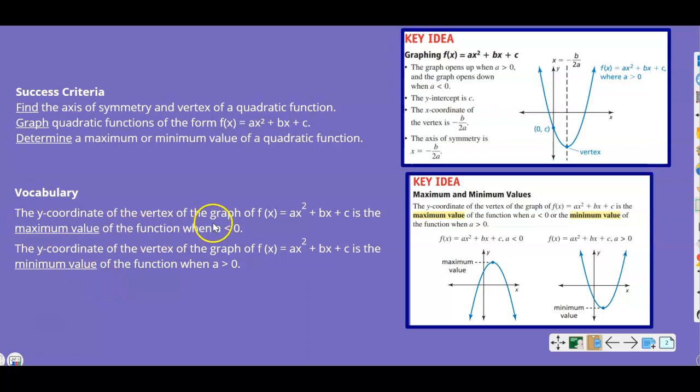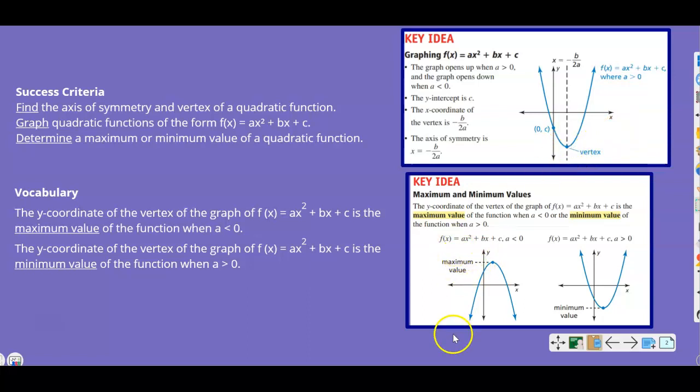All right, so the y-coordinate of the vertex of the graph of f of x equals ax squared plus bx plus c is the maximum of the function when a is negative. So when a is less than 0, when your leading coefficient is negative, your graph is going to turn upside down and you're going to have a maximum value. The y-coordinate of the vertex of the graph is the minimum value of the function when a is greater than 0. So when a is positive, you have a parabola that turns up and you have a minimum value at the vertex.